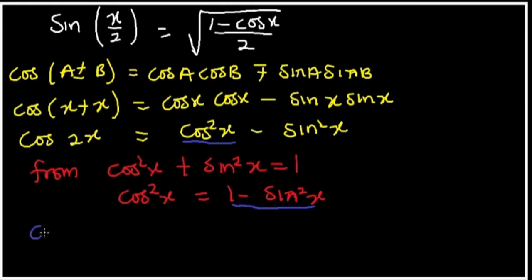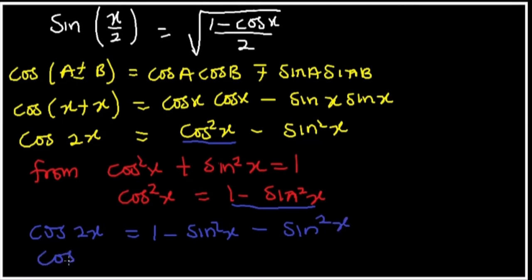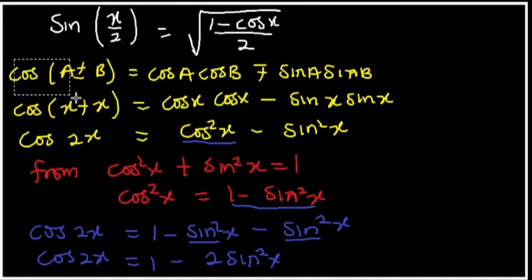So my cos 2x will be 1 minus sine square x, which is representing cos square x, minus sine square x, and in that way cos 2x is equal to 1 minus 2 sine square x. Okay, because I have this one here and I have this one here. Alright, so that is where we'll continue from.